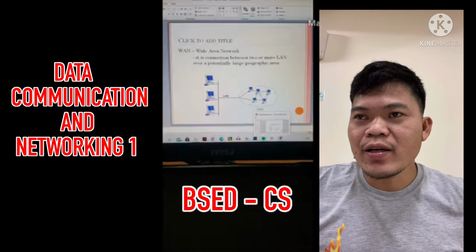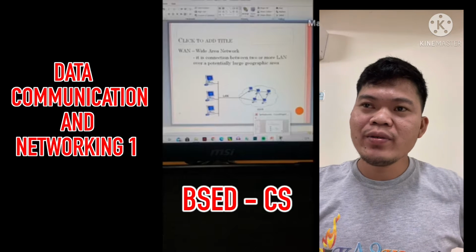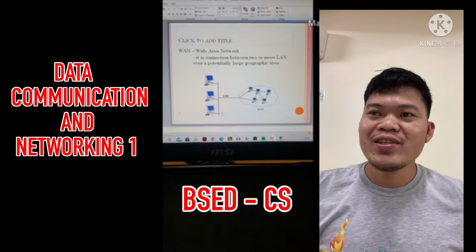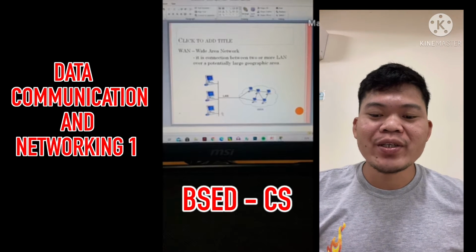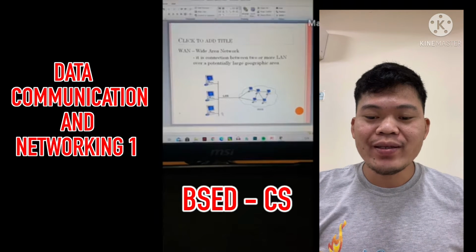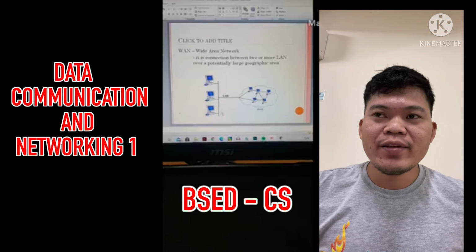Second topic. We have the wide area network. So what is this wide area network? That is a connection between two or more LANs over a potentially large geographic area. Often one particular node on a LAN is set up to serve as a gateway to handle all communication going between networks, called inter-networking.